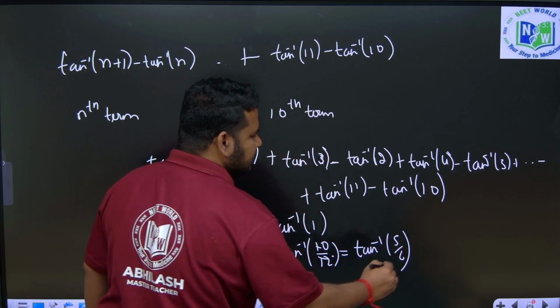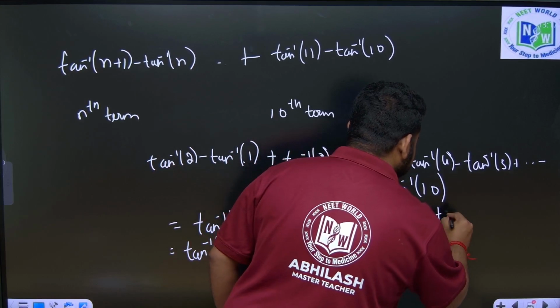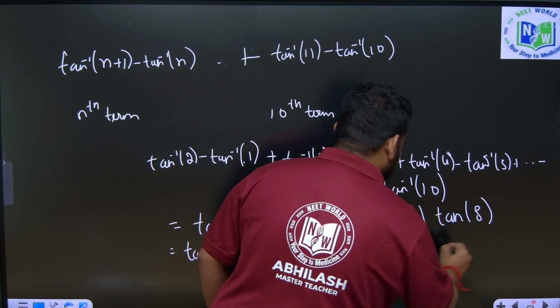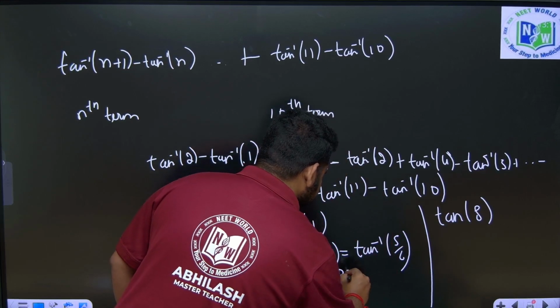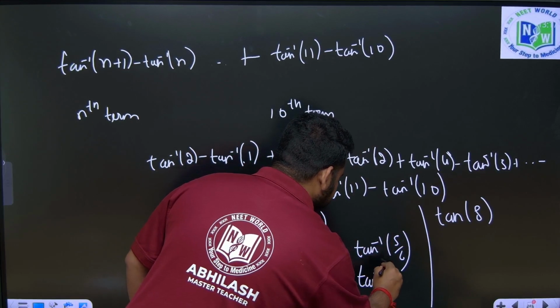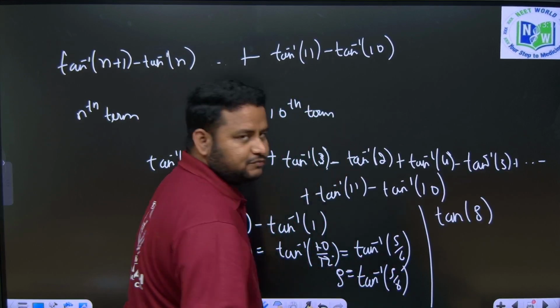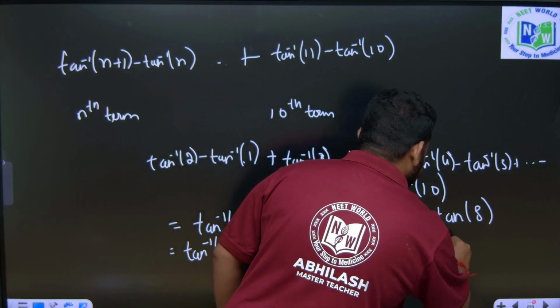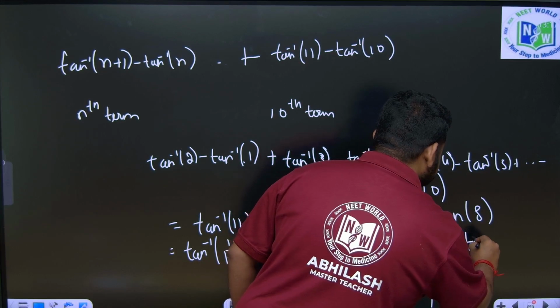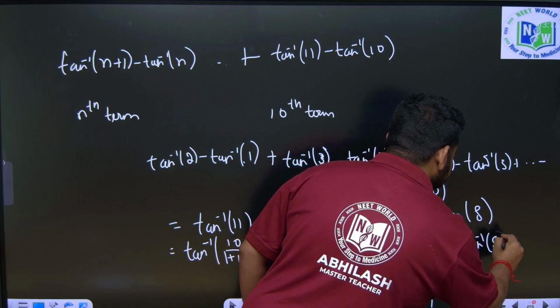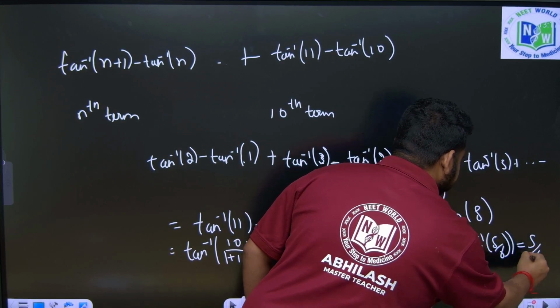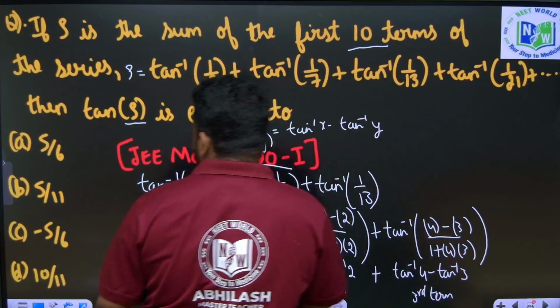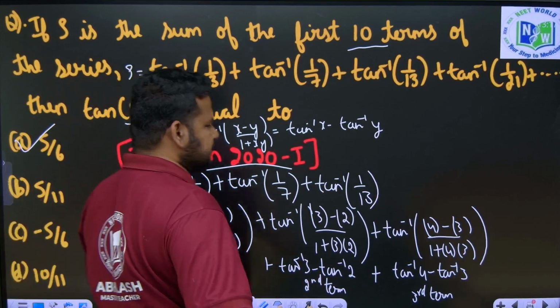But what are they asking? The question asks for tan of S. But we got S is equal to tan inverse of 5 by 6. So tan of S is tan of tan inverse of 5 by 6. So this is equal to 5 by 6. So the correct answer is 5 by 6, which is option A. This is how you solve the question.